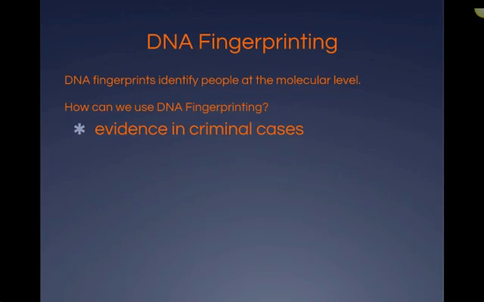We can do this as evidence in criminal cases. So we can actually collect DNA from a crime scene. We can use gel electrophoresis to run it through this gel, figure out who they are, and then match it with criminals that we've arrested by taking DNA samples from them and seeing if their DNA matches.